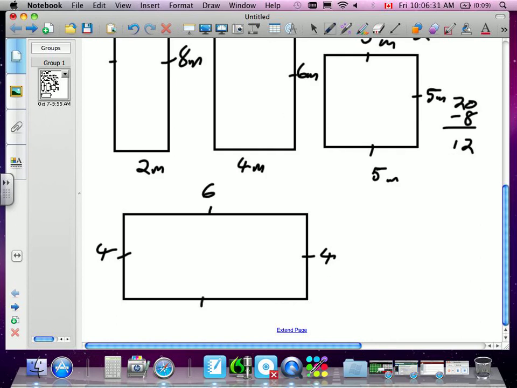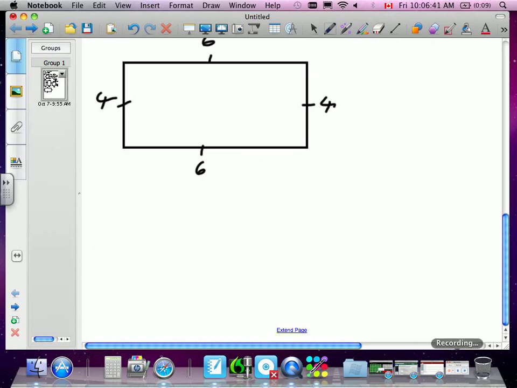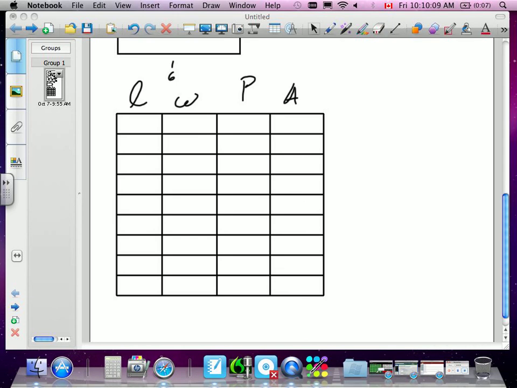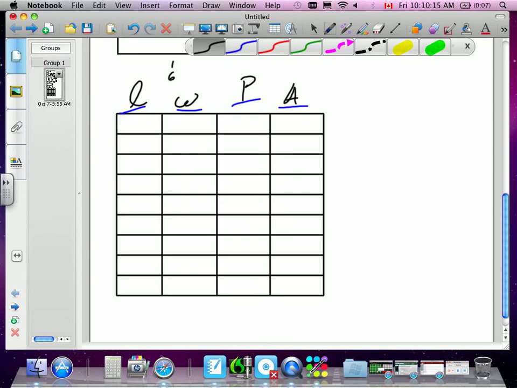So I could draw all of these options out and then calculate the area for each of these. But what I'm going to do is make a chart to solve this. Okay? So I want you guys to copy down this chart. Okay, so I've set up the chart. L is for the length of a side, W is the width, P is our perimeter, and A is our area. We know our constraint is all of the perimeters are going to be 20 all the way down for all of our different shapes.